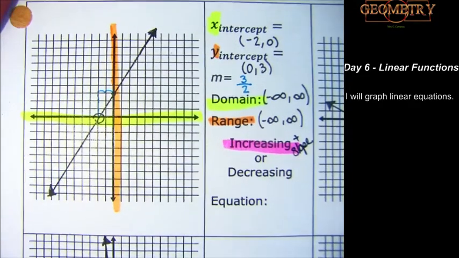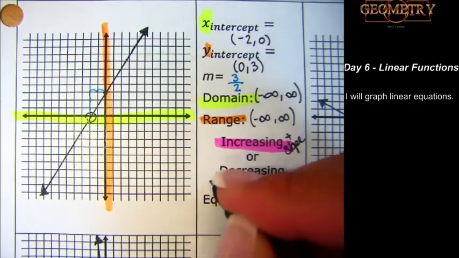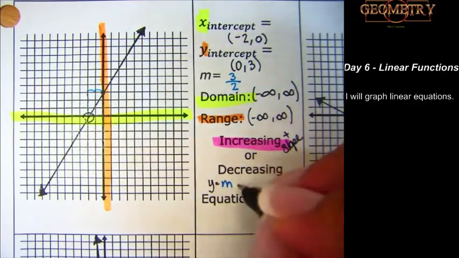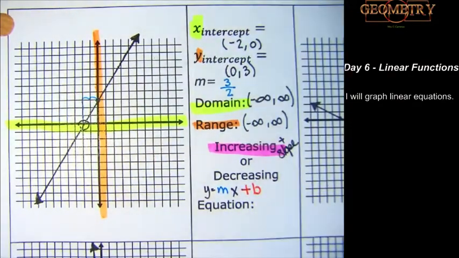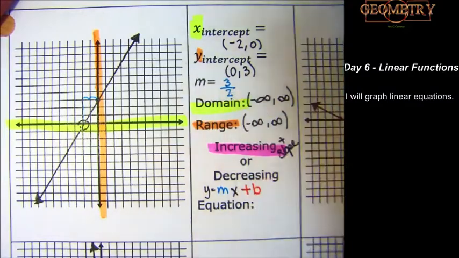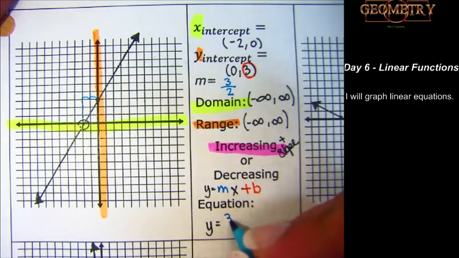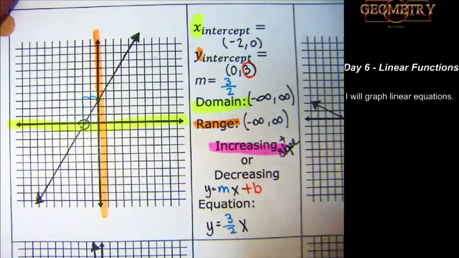Good. Now we have to write the equation. Here's the thing, the equation is really, really easy to write. Because if I write it in slope-intercept form, I already have the information. Here's the slope, here's the y-intercept, and so my equation is y equals 3/2 times x plus 3.